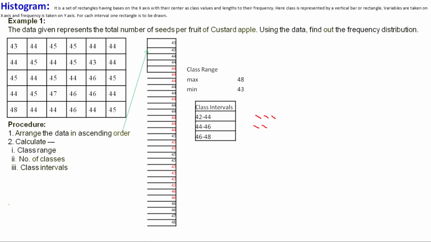So we have made the number of classes, the number of class intervals, and after that, of course, a very important part we have to start, and that is nothing but making the frequency distribution table. By using the same data, we can go ahead with a frequency distribution table.